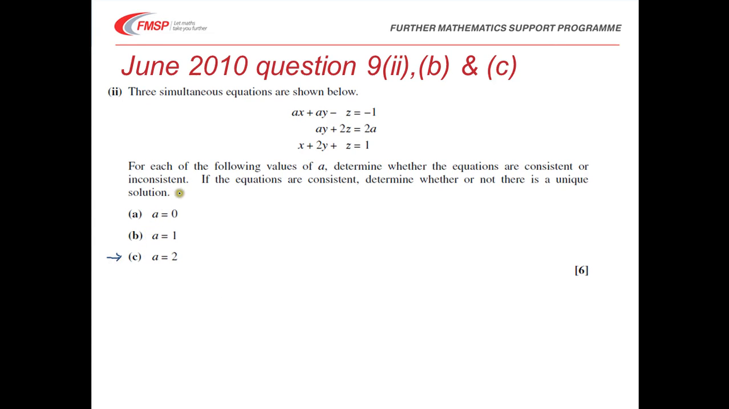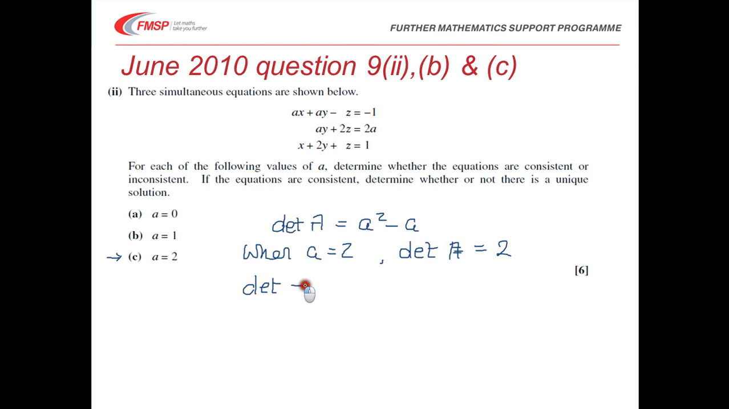And if we just look at the last part now, where A equals 2. So again, remember that the determinant of our matrix we found to be A squared minus A. And when A equals 2, that means the determinant is going to be 2 squared, 4, minus 2, so the determinant of A is going to be equal to 2. So the important thing is that it's not equal to 0, and that means we will have a unique solution.